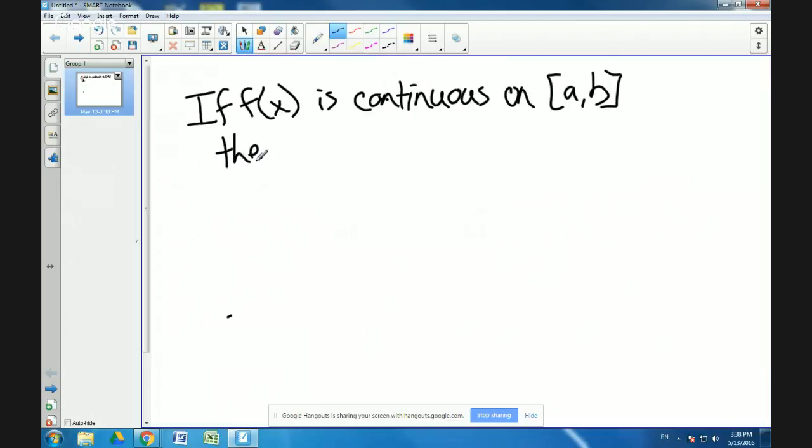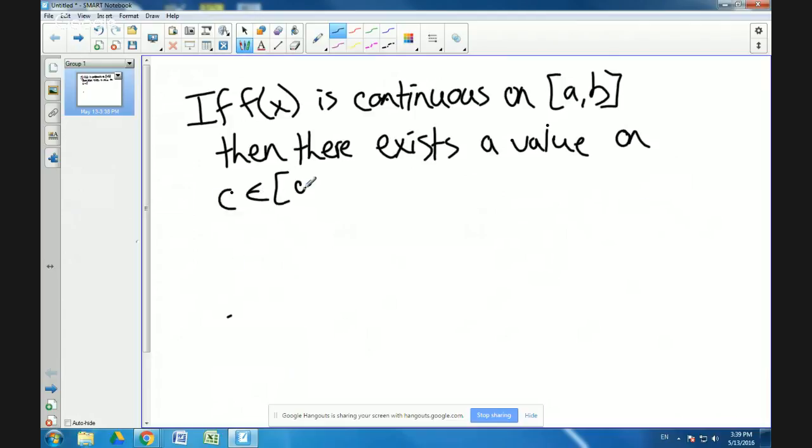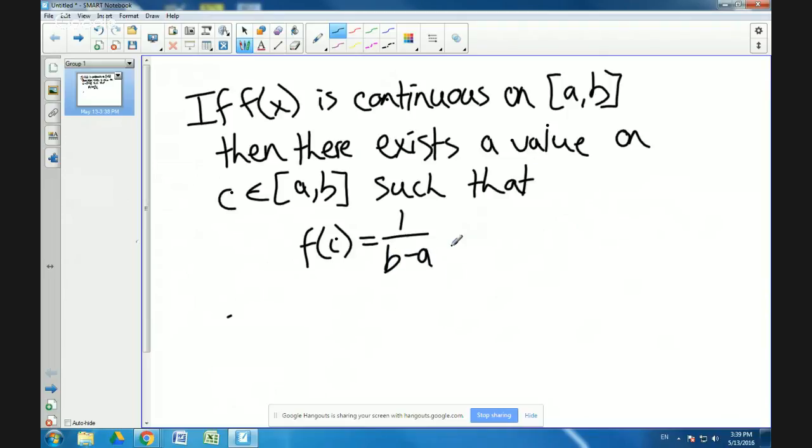then there exists some value c in the interval such that f of c, so the value at that point, equals 1 over b minus a times the integral from a to b of your function f of x.